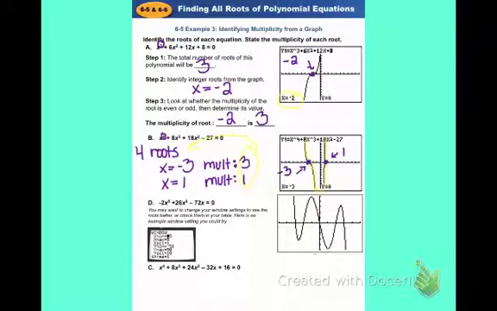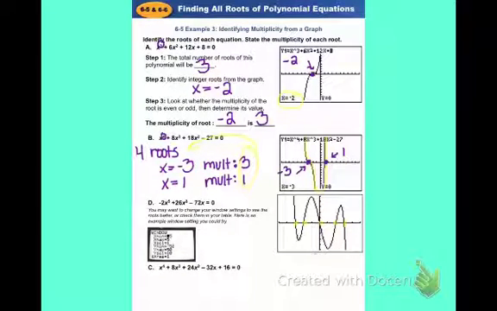Okay, so I went ahead and graphed this next one, -2x to the 5th plus 26x cubed minus 72x equals 0. And I changed the window to make it a little easier to see the solutions. And I could see that this graph crossed 1, 2, 3, 4, 5 times.